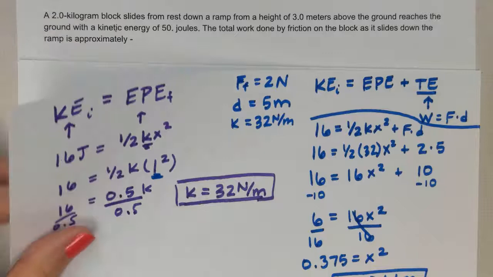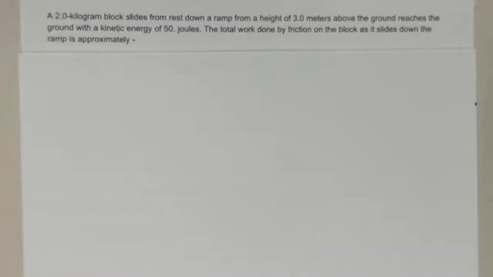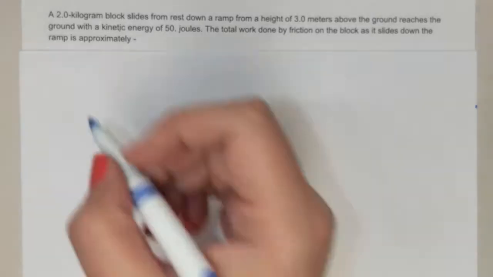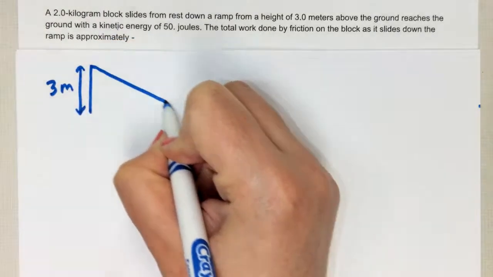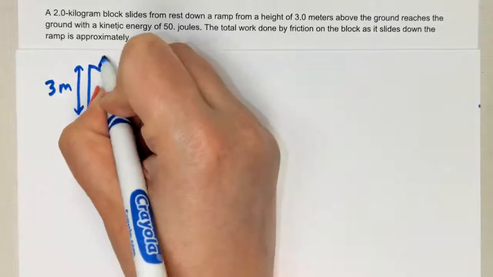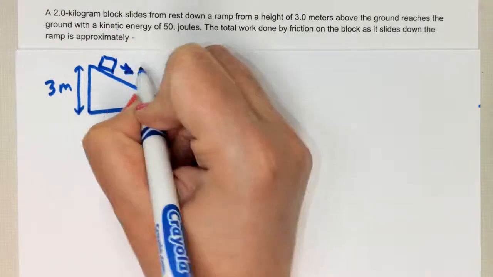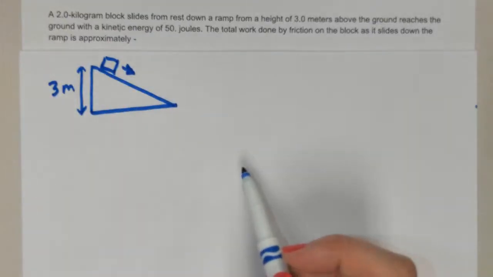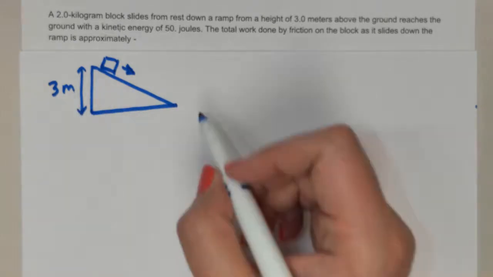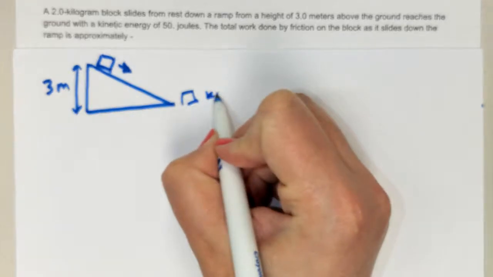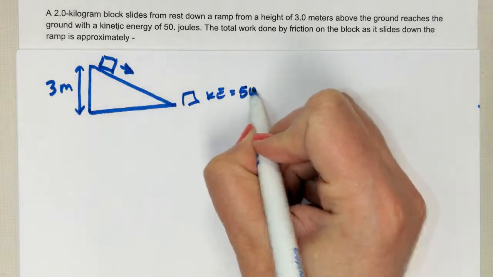Let me get a fresh sheet of paper. And it says, a 2-kilogram block slides from rest down a ramp from a height of 3 meters above the ground. I'm going to go ahead and draw a picture of our block sliding down this ramp. Okay, so we have a 2-kilogram block sliding from rest down a ramp from a height of 3 meters above the ground, and when it reaches the ground, it has a kinetic energy. So down here, once the box is here, the KE is going to be equal to 50 joules.